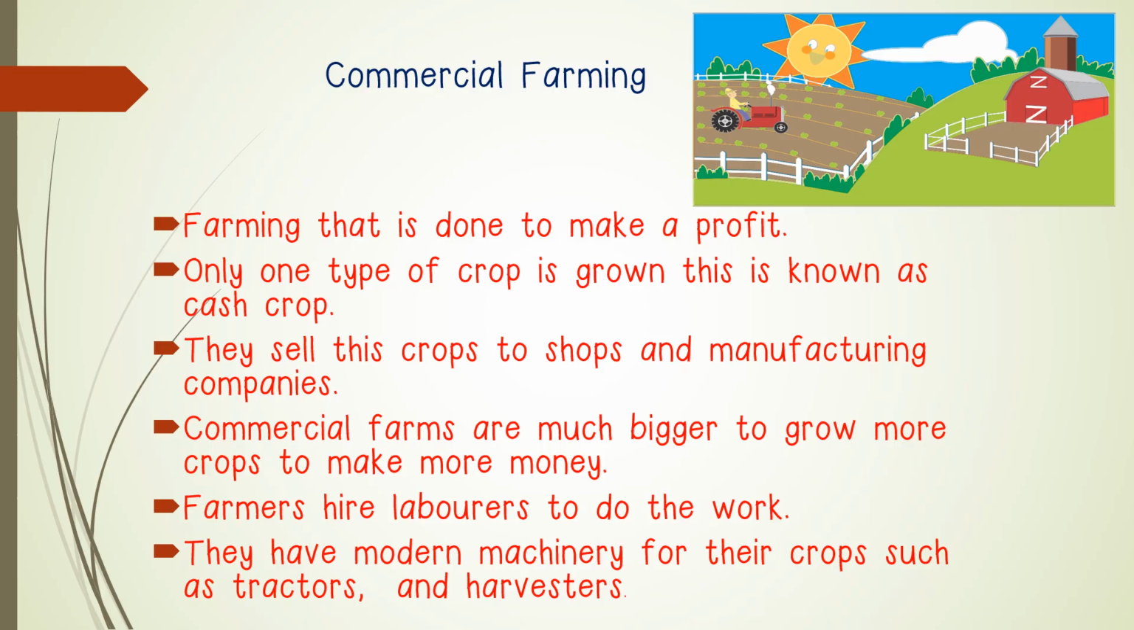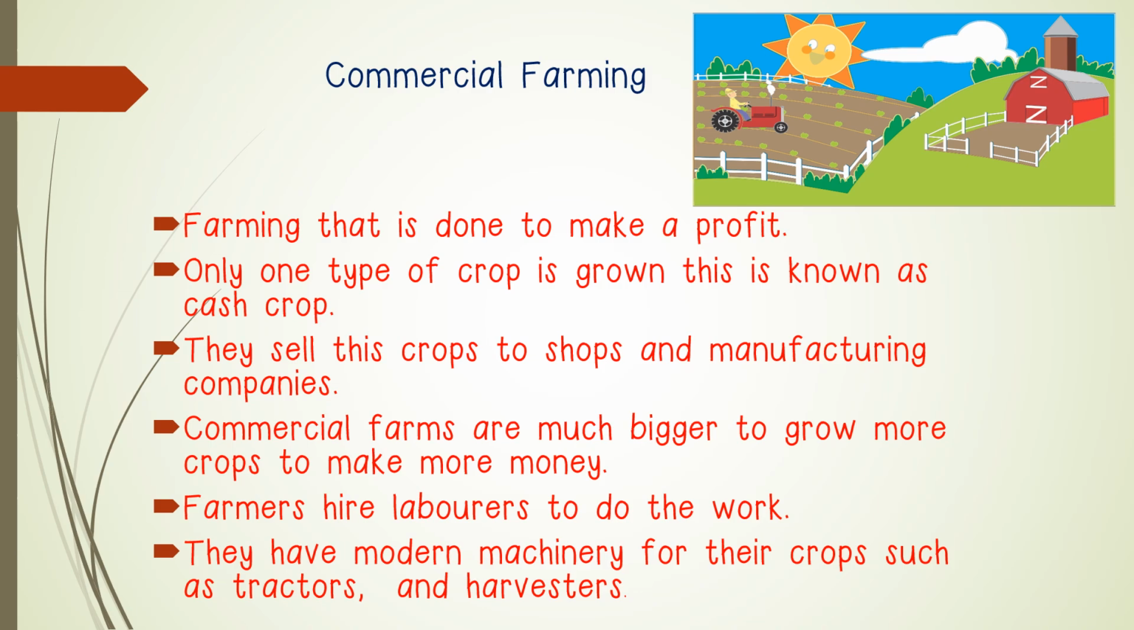Only one type of crop is grown. This is known as a cash crop. So when you grow one type of crop, for example, you are only going to grow corn. So you will grow fields and fields of corn and you will sell this corn to different companies. This is known as a cash crop because you are making money off the crop that you are growing. They sell these crops to shops and manufacturing companies. For example, if you have the wheat plant, you will sell it to manufacturing companies that will change it into bread or into cereal.